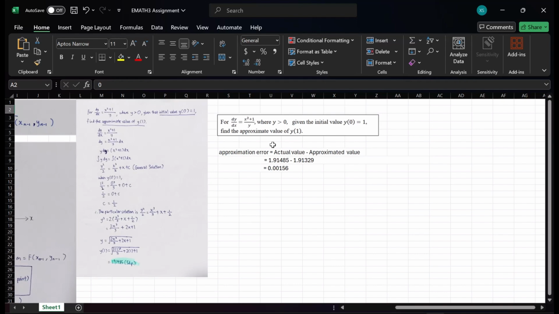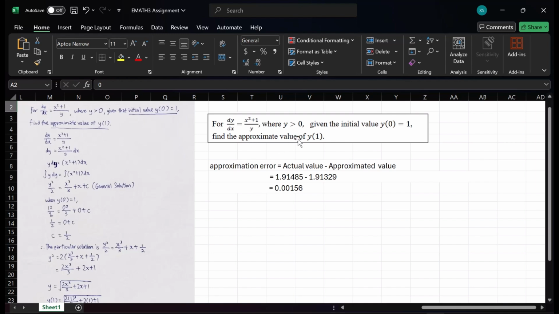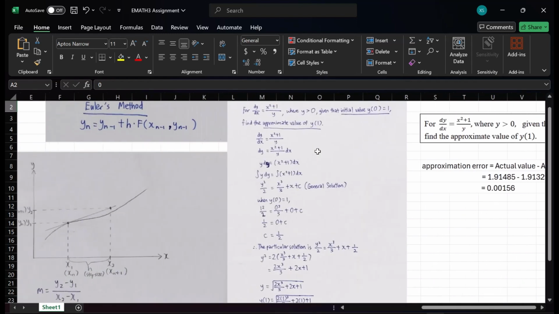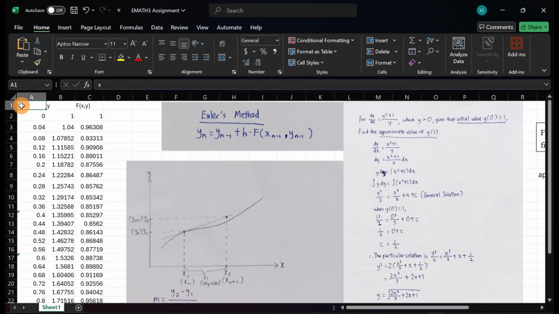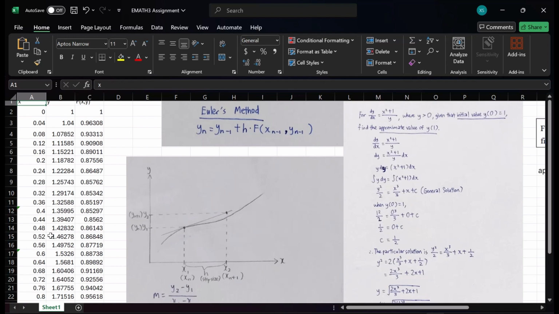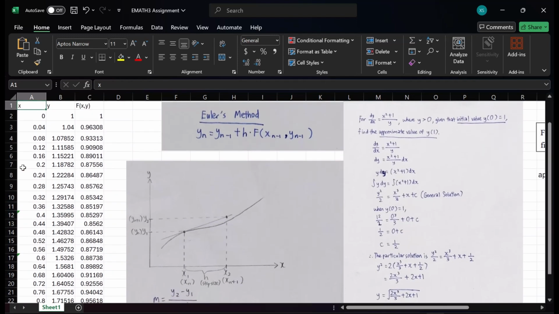For my EM3 assignment, I need to solve this question, and I need to find the approximate value of y when x is equal to 1. In my Excel spreadsheet, I have created 3 columns, one for x, one for y, and one for fxy. The column x represents the value of x increasing by 0.04, which is my chosen step size, until it reaches 1. Of course, the smaller the step size you choose, the more accurate the final result will be. The y column is the approximated value of the curve by using Euler's method.